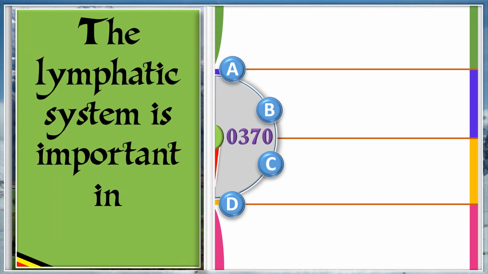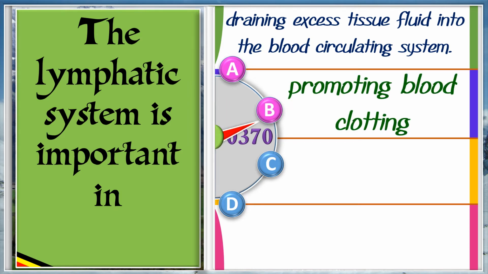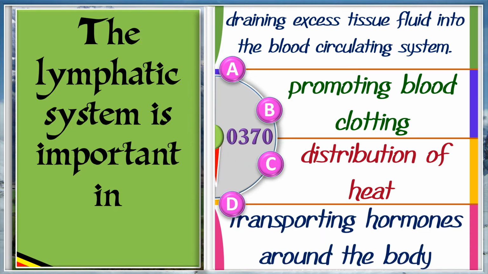The lymphatic system is important in A. Draining excess tissue fluid into the blood circulatory system. B. Promoting blood clotting. C. Distribution of heat. D. Transporting hormones around the body. And the answer is A. Draining excess tissue fluid into the blood circulatory system.